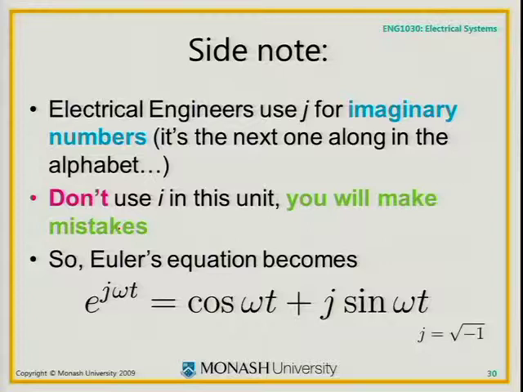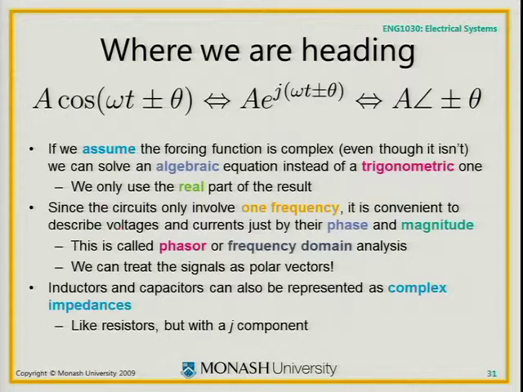E to the J omega T equals cos omega T plus J sine omega T. That's actually real. That's not a J. We will use J for the square root of minus 1 so we don't get confused with current. So that's the setup. The next 2 lectures we'll see how to analyse circuits with lots of capacitors, inductors and sinusoidal sources. So that's where we're heading.